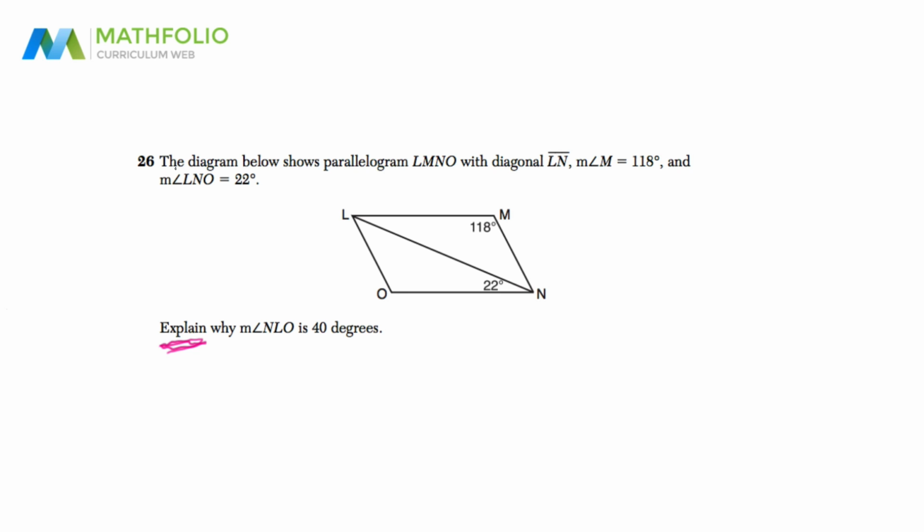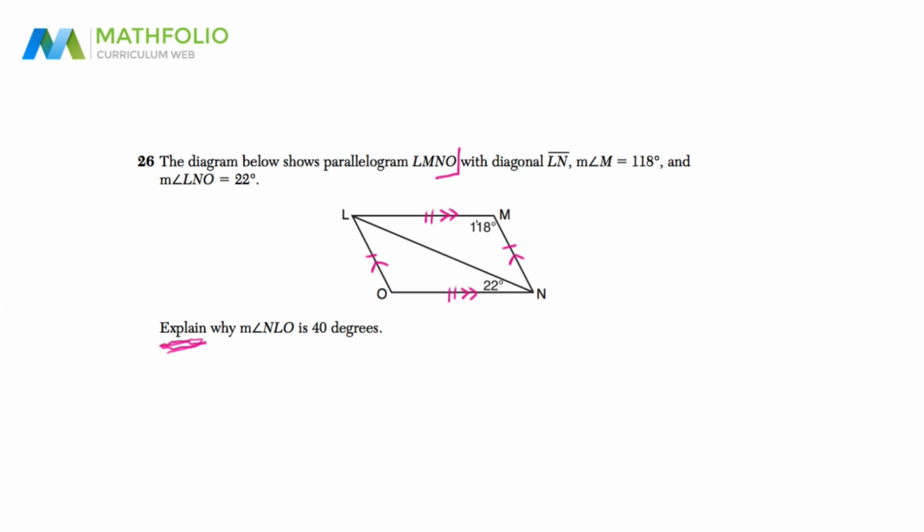So anyways, we're told the diagram below shows parallelogram LMNO. I'm going to stop reading at this point, and I'm going to label everything I know about parallelograms. I know this side must be congruent to this side. I know this must be congruent to this side. And also I know that opposite sides are also parallel. So I'm going to label all of this stuff.